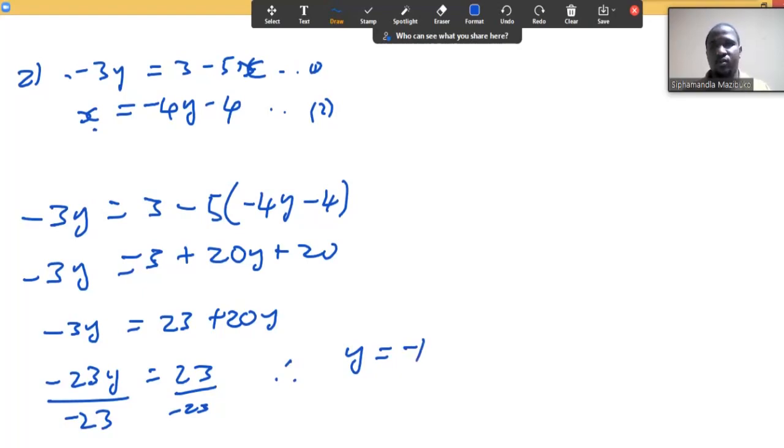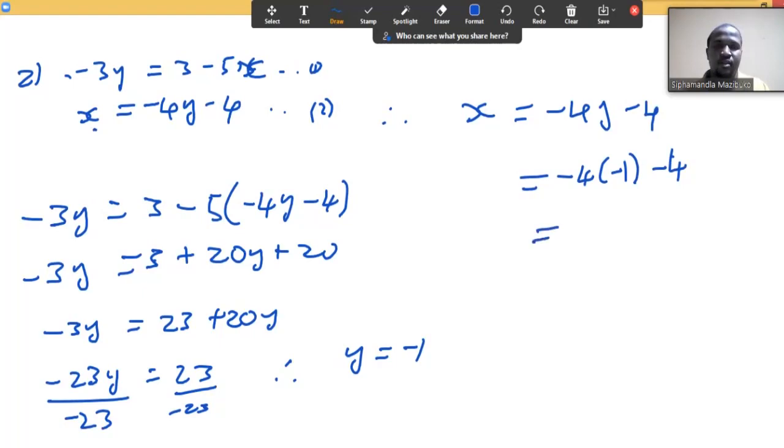So once we know what is our y, we can then find our x from equation 2. So our equation 2 was x equal to minus 4y minus 4. So we know what is y. We can simply say this is minus 4 into minus 1 minus 4. That therefore this is positive 4 minus 4, which is 0. So our x is 0. So we have found x and y.